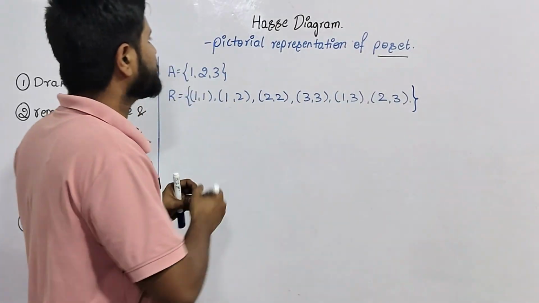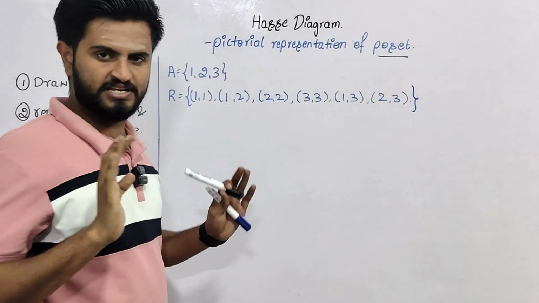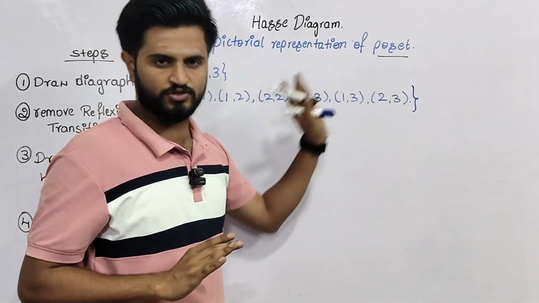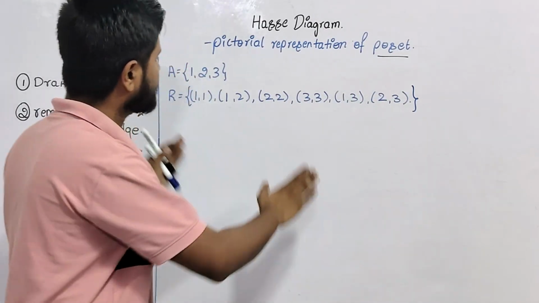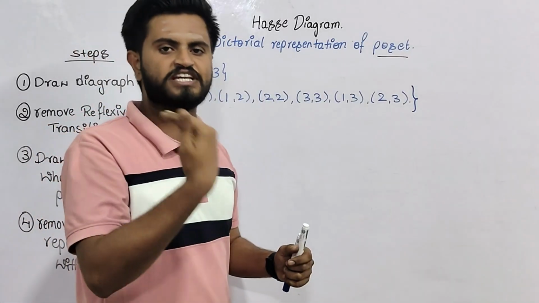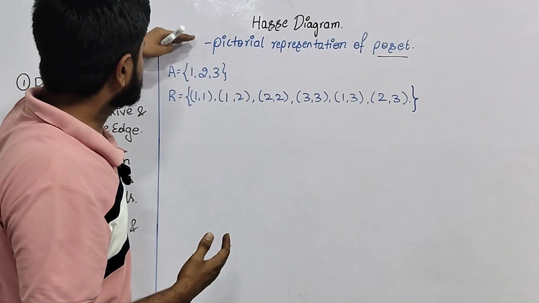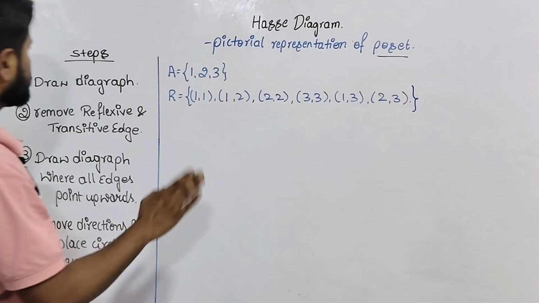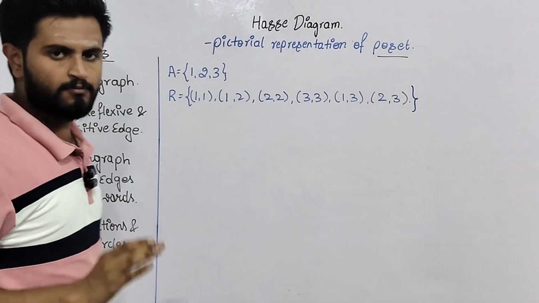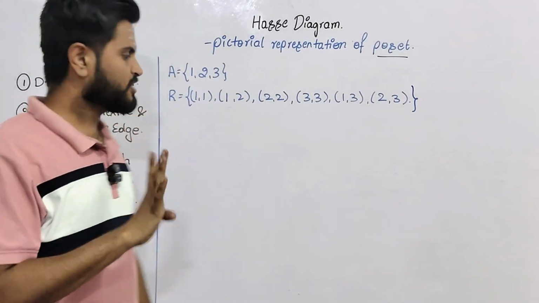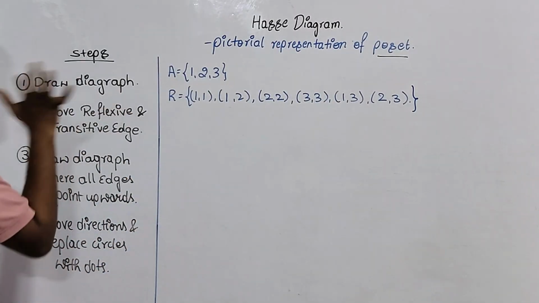When you appear for a Hasse diagram problem in an examination, it will be a poset only. They will give the question related to a poset itself, no need to recheck it. So let's solve the problem directly. To solve the problem related to a Hasse diagram, we will be following 4 steps. The first one is to draw the digraph.